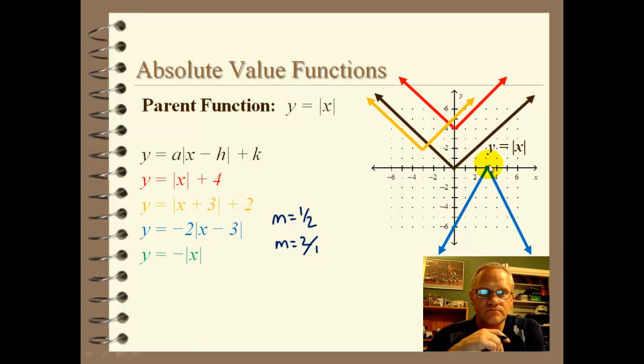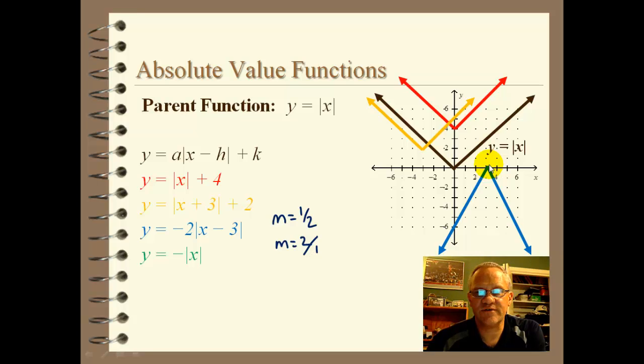One more. Y equals negative absolute value of x. So this negative is outside of the absolute value, so it's going to flip it upside down just like the last one.